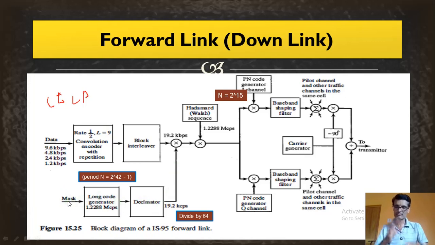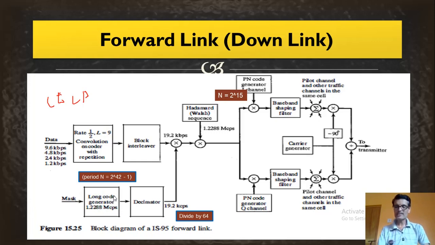Mask is nothing but some codes generated based on the electronic serial number of the mobile and something called an A code. There are different encryption methods used, and by using that, they generate some mask. So again, different masks for different mobiles, and this is given to the long code generator.